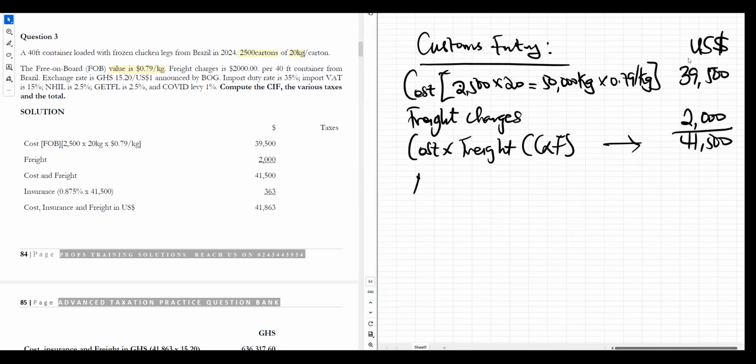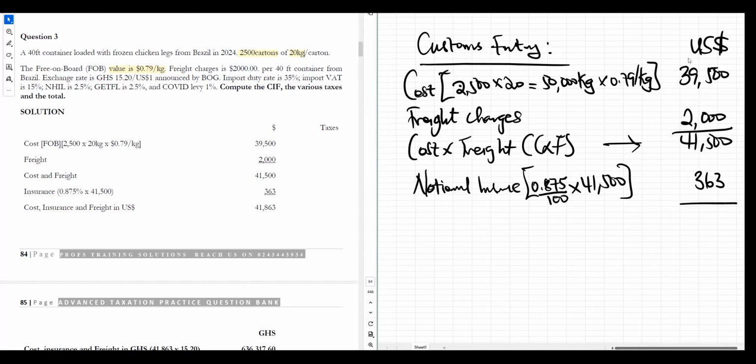Do you understand? The insurance rate is 0.875%. You have to have it in your head, though. Don't go and do 0.875 as 87.5; it's 0.875%. So 0.875 divided by 100, times 41, times 500. That's 363, right?